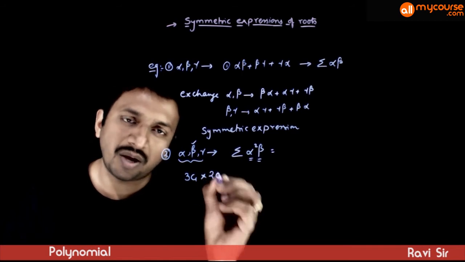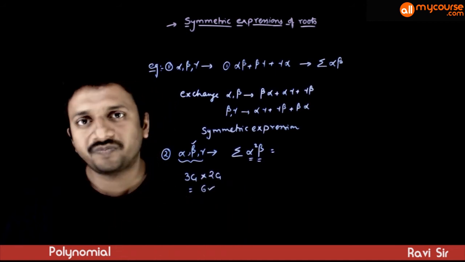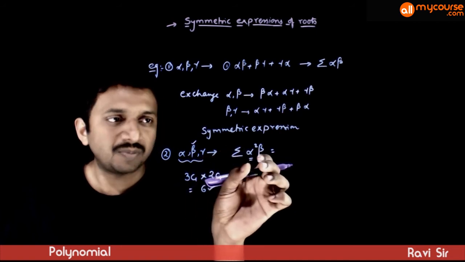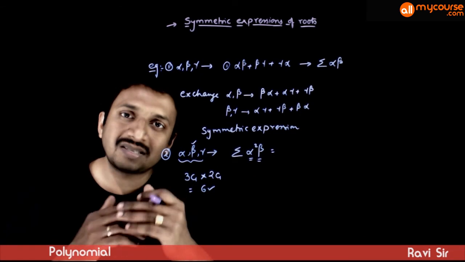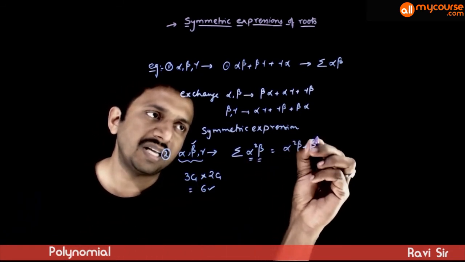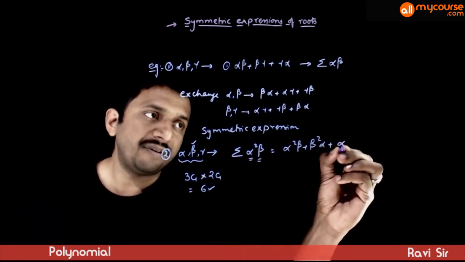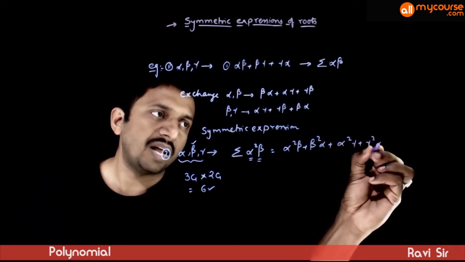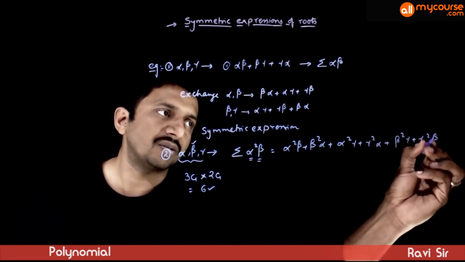So that is 2C1 ways, which is equal to 3 into 2 is equal to 6. So you have 6 different ways in which you can write expressions of the type alpha square beta. So this expansion contains 6 different terms: alpha square beta plus beta square alpha plus alpha square gamma plus gamma square alpha plus beta square gamma plus gamma square beta.